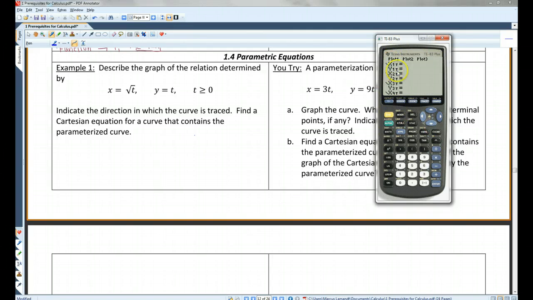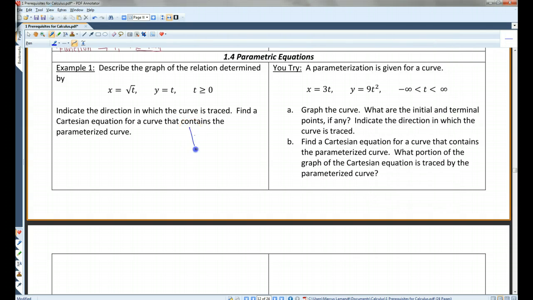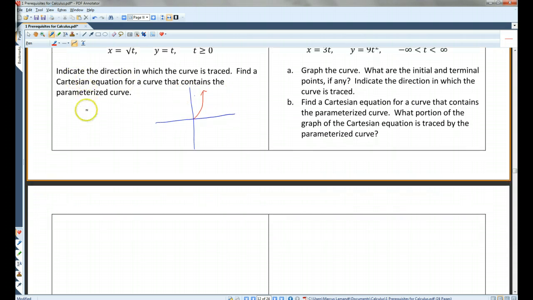Now you have x1, y1. For x1, you're going to put square root of t, and for y1 you're going to put t. Then you hit graph and you get this. So describe the graph. Rather than describing it, I'm just going to draw a quick sketch. If I could draw a straight line, that'd be great. Something like that. Okay. Then it says, indicate the direction in which the curve is traced.